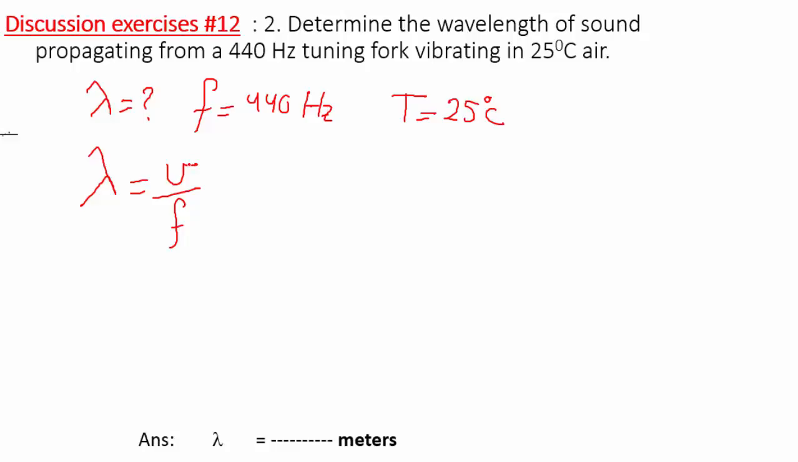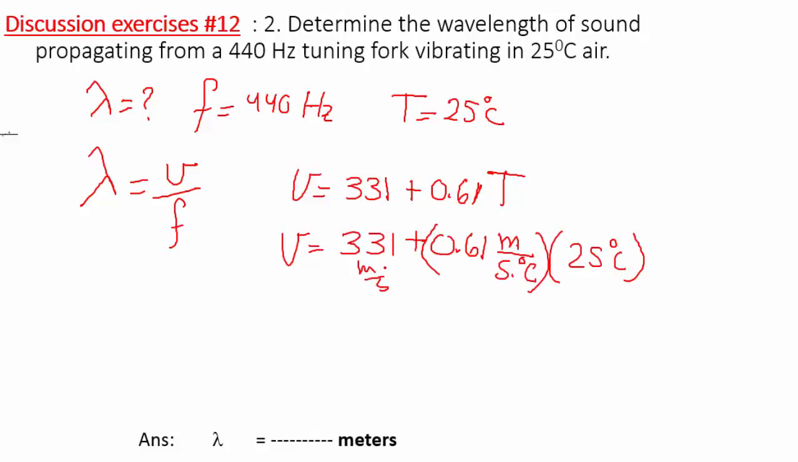This is a big error because the question is about sound. A tuning fork will produce sound waves, not electromagnetic waves. So we cannot use the 3 times 10 to the power 8. Instead, in order to find the speed of the sound, we have to use the equation that we just learned. The speed of any sound is equal to 331 meters per second plus 0.61 times the temperature of the room. So basically, we'll be multiplying 0.61 by 25 degrees Celsius and then adding 331. And the 331 is in meters per second.